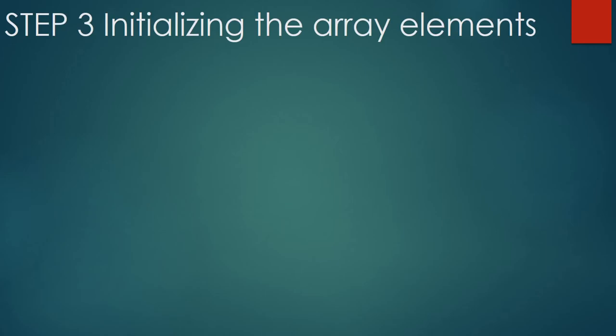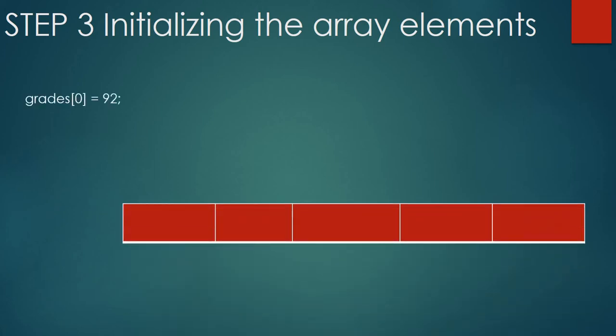So the third step is initializing the array elements. When you are initializing the array elements, of course, you have to write first the name of your array and then specify the index number. So like this. Okay? So this means the value of 92 is assigned to array grades index 0. Like this. So our memory now has 92 at index 0. Next, you have 87 assigned to grades index 1. And then you have 94 assigned to grades index 2.